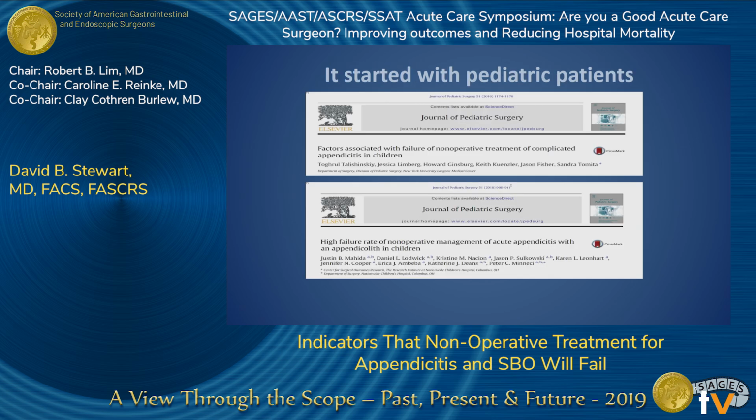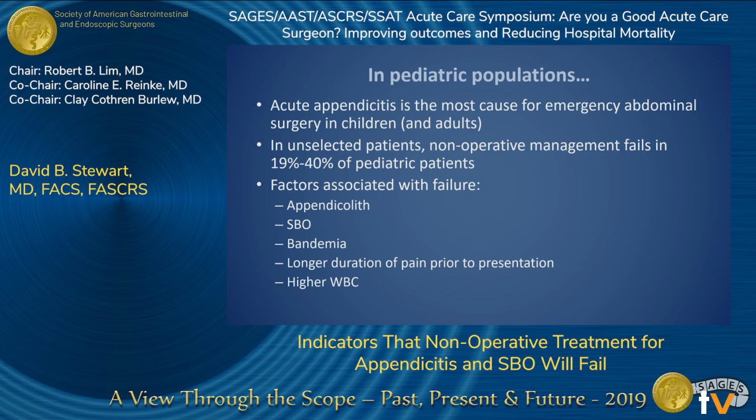The concept of antibiotics as a replacement for appendectomy began in the pediatric surgical population, which is where most of the data on factors predicting failure of that antibiotic therapy remain to be found. There's likely some degree of analogy or crossover between what we have observed in pediatric patients and what we might expect to observe in adult patients with appendicitis, since after all, acute appendicitis is the most common cause for emergency abdominal surgery in both groups.